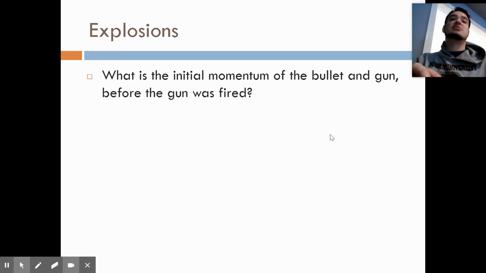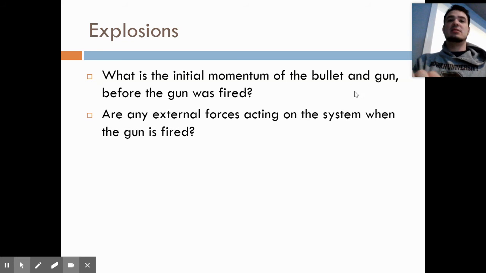So the question I guess you really need to ask is, what's the initial momentum of the bullet and the gun before they were fired, right? And is there any external forces acting on the system? Both of these answers are similar. So is there any external forces? No, it's in space. That makes it really, really easy.